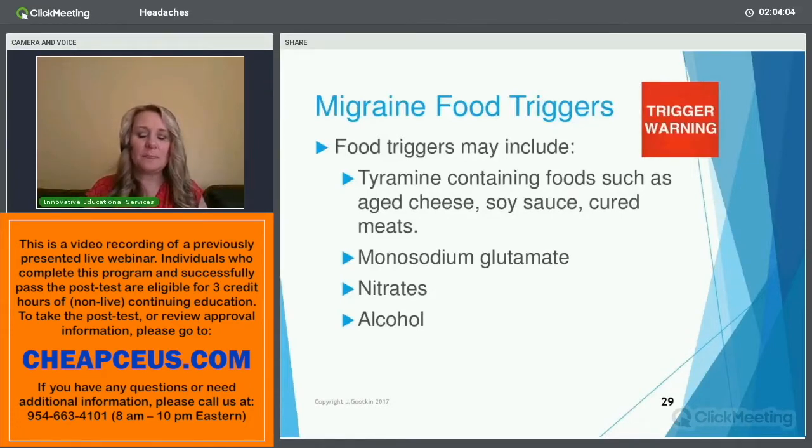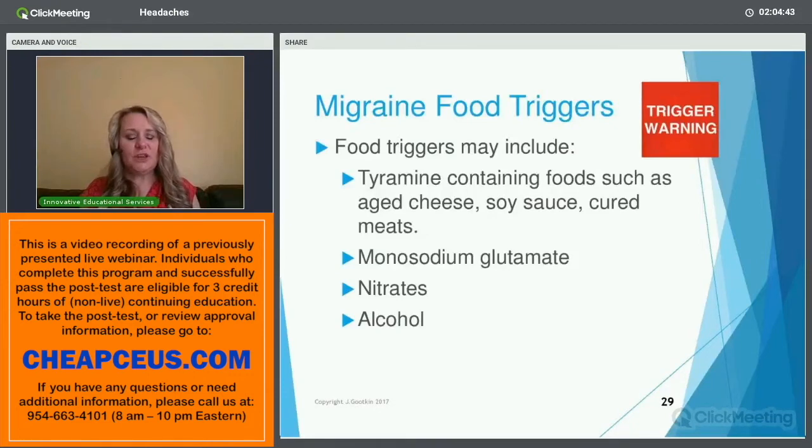This is a monoamine compound that is found in certain foods which are produced with aging or fermenting. So you're seeing your cheese, your certain types of wine. For some individuals, it is the monosodium glutamate or different preservatives that trigger them. And the thought is with all of these that it causes some type of hyperexcitability of the pain matrix in the brain, and it sets the stage for the migraine to occur.